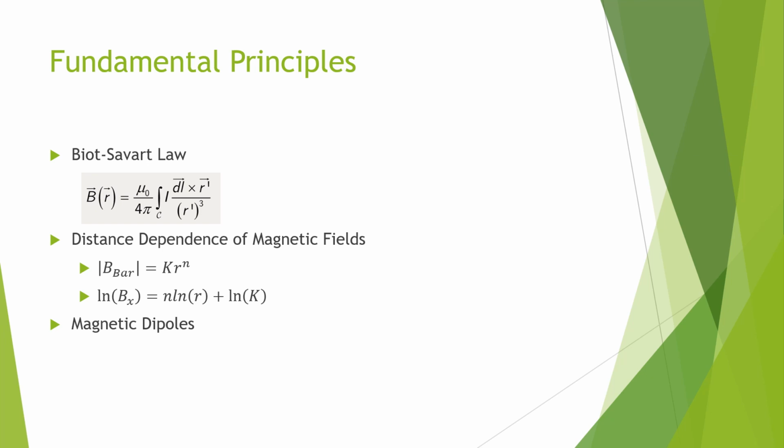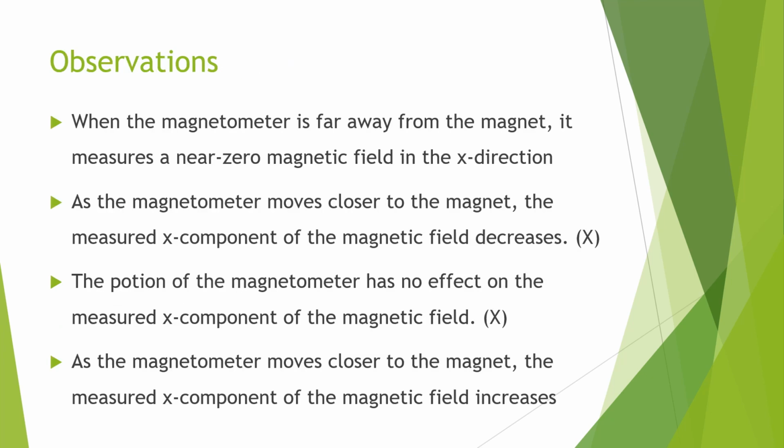The fundamental principles that were used in this lab were the Biot-Savart law, which calculates a magnetic field for a given radius, and then the dependence of magnetic fields as listed in those two equations below, and then finally magnetic dipoles and the interactions those have with other objects.